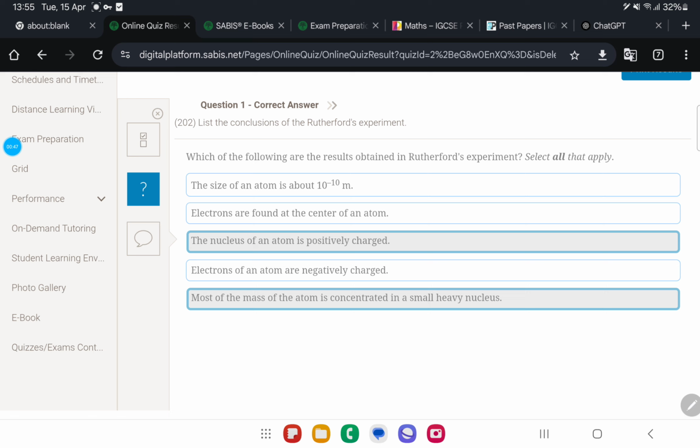with the other experiment, where they thought it was like that pudding, a sea of electrons in a positive medium. No, it's actually that the nucleus of an atom is positively charged. They found out that most of the mass of the atom is concentrated in a small heavy nucleus. So they discovered that there is a small core called a nucleus, and it is positively charged. That nucleus makes up most of the mass of the atom.